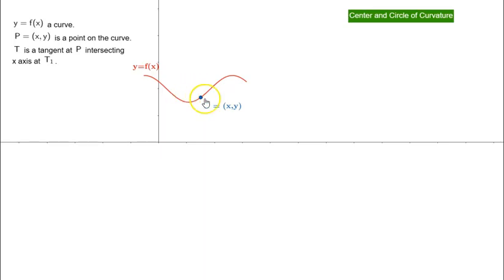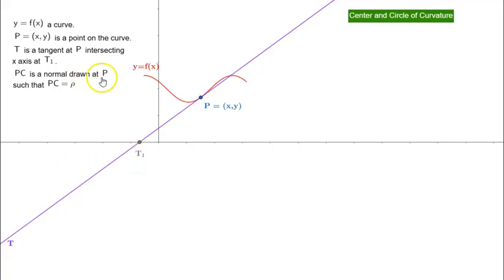T is a tangent at P intersecting the x-axis at T1. This is the tangent and it is intersecting the x-axis at T1. PC is a normal drawn at P such that PC equal to rho. Remember what is rho? It is the radius of curvature. So let's draw a perpendicular and mark the point C, at the radius of curvature. So C would be the center of the circle of curvature.